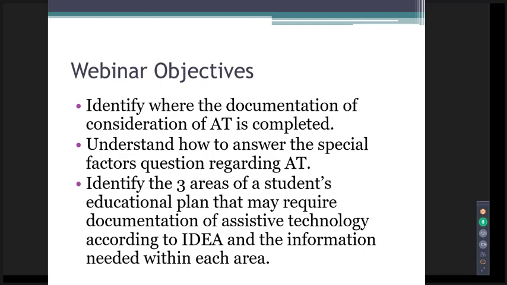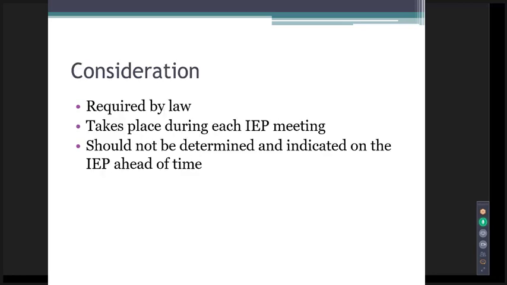So when we talk about consideration of assistive technology, we want to remember that it is required by law that all students on IEPs are considered for the need for assistive technology. The entire team should have a short conversation during the IEP meeting about the need for assistive technology devices and services. If that's news to you, you might want to sign up for our consideration and AT assessment workshop, because we go into it in more detail there.